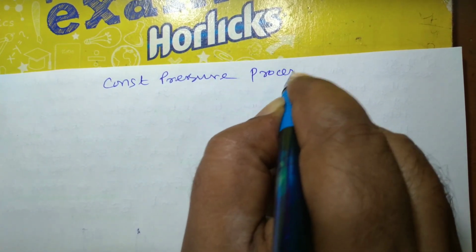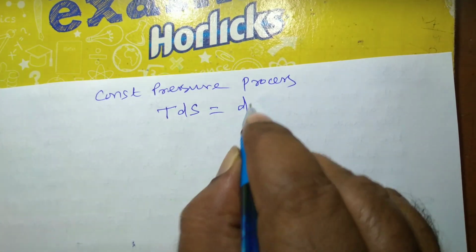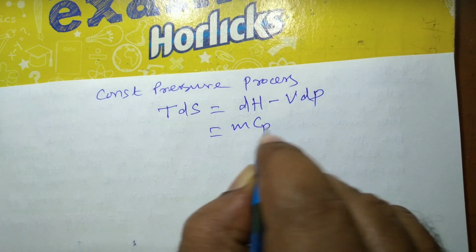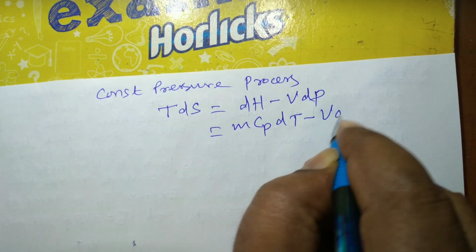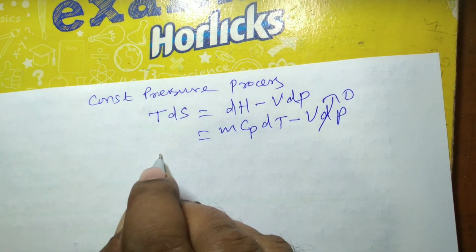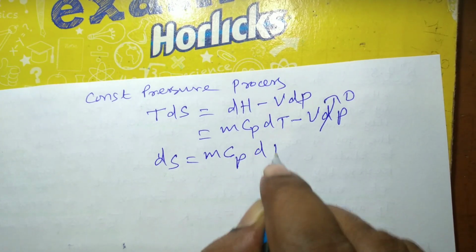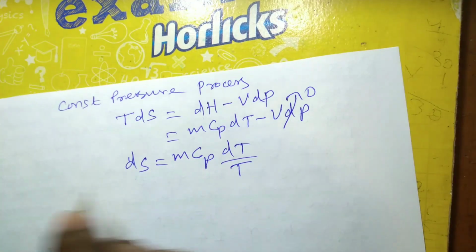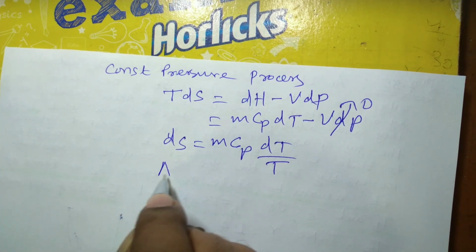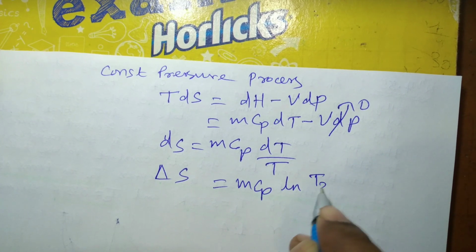if you want to calculate the change in entropy, this equation can be used conveniently, that is TdS is equal to dH minus VdP, that is mCp dT minus VdP, and for constant pressure process this term becomes 0. Now dS becomes mCp dT upon T, and just like what we did for constant volume process, change in entropy will be nothing but mCp ln T2 by T1.